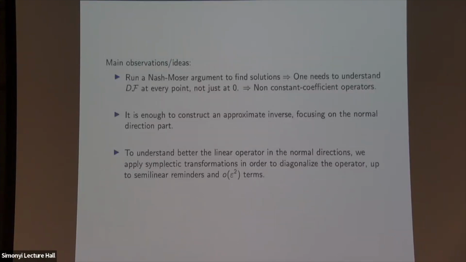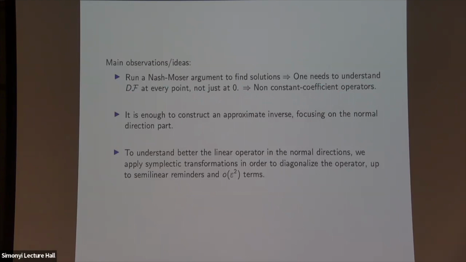So this is how it's going to work. We're going to run a Nash-Moser argument on F to find solutions. So we need to understand really dF, not just at 0, but at every point. We need to linearize dF at any approximate invariant torus that we find along the Nash-Moser iteration, and then understand this linear operator and try to say something about the inverse. This is going to lead to non-constant coefficient operators, which is a pain, because we have to invert some operator that has non-constant coefficients.